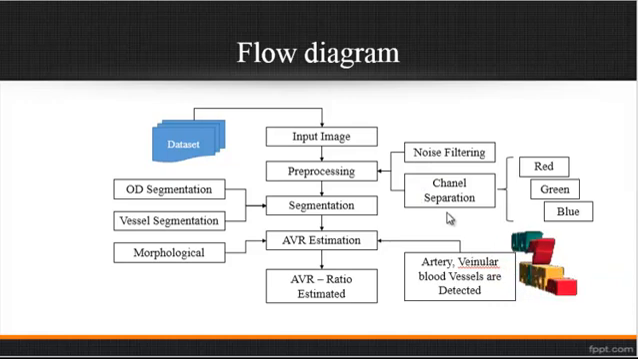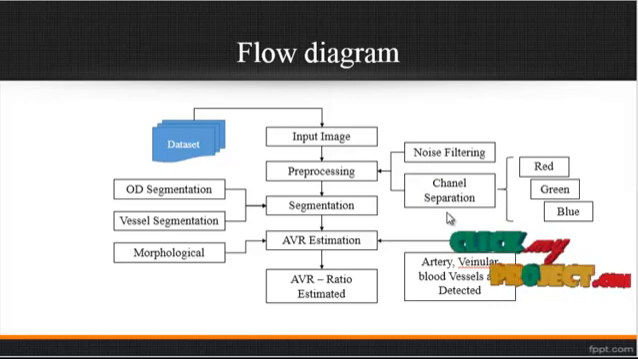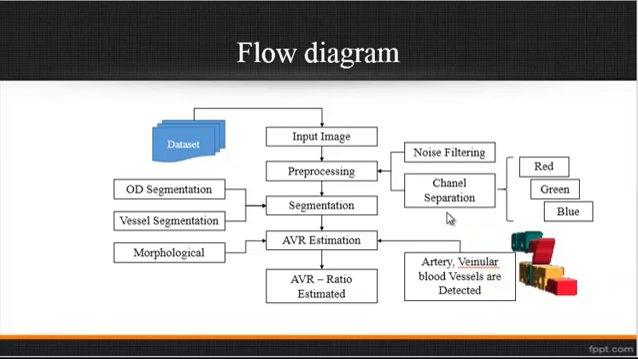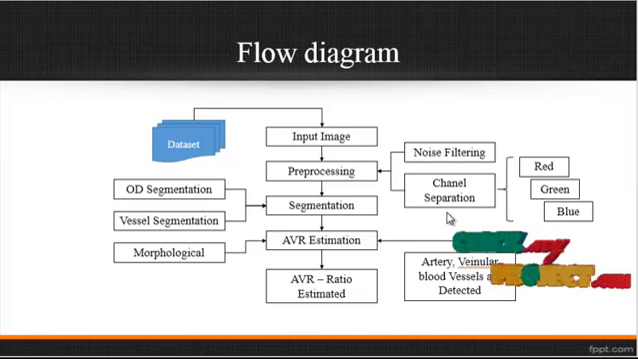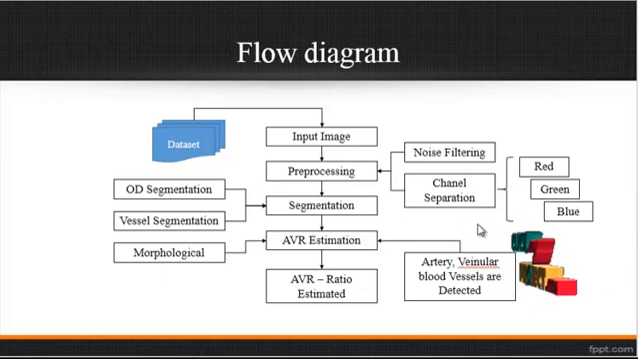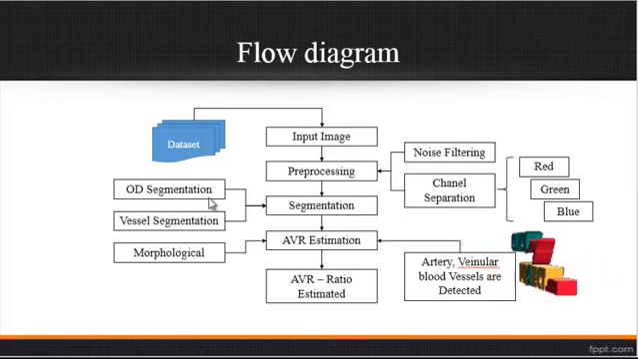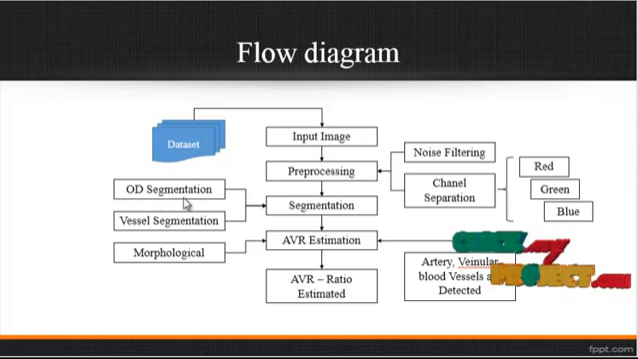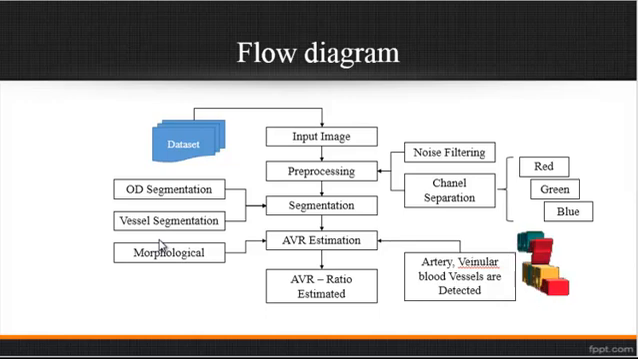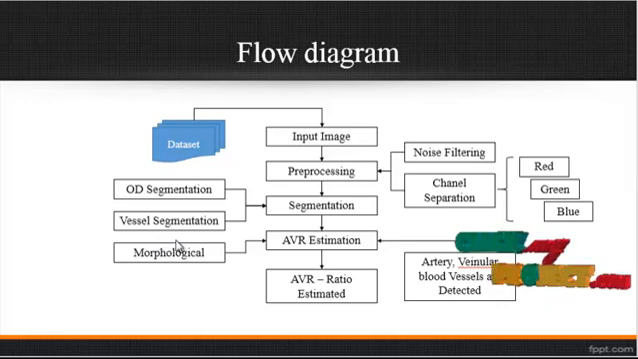Basically, the input is the RGB image. R represents the red region, G represents the green region, and B represents the blue region. After extracting the RGB separately, the segmentation will be done. In this segmentation part, we do two types of segmentation. The first one is the OD segmentation, that is the optic disc segmentation. The second one is the vessel segmentation.